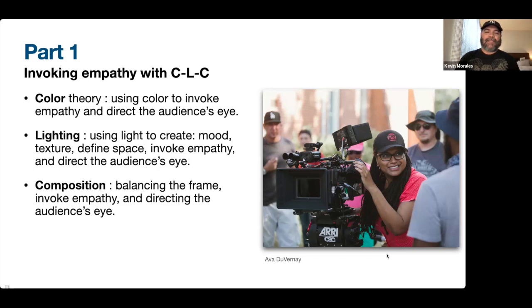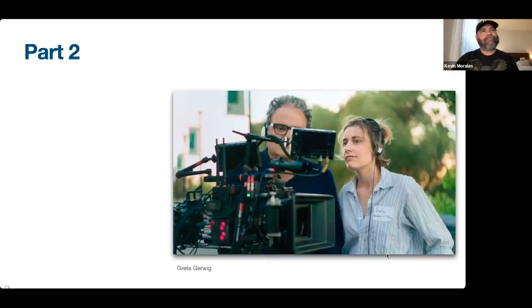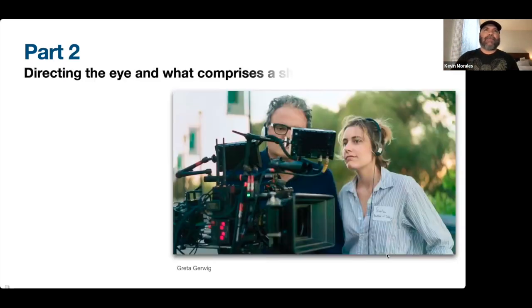Notice each element has the overlapping purpose of directing the audience's eye. It's important we help the audience know where to look inside the frame. The other thing we're going to talk very briefly about is aspect ratio. Part two is going to be directing the eye and what comprises a shot.